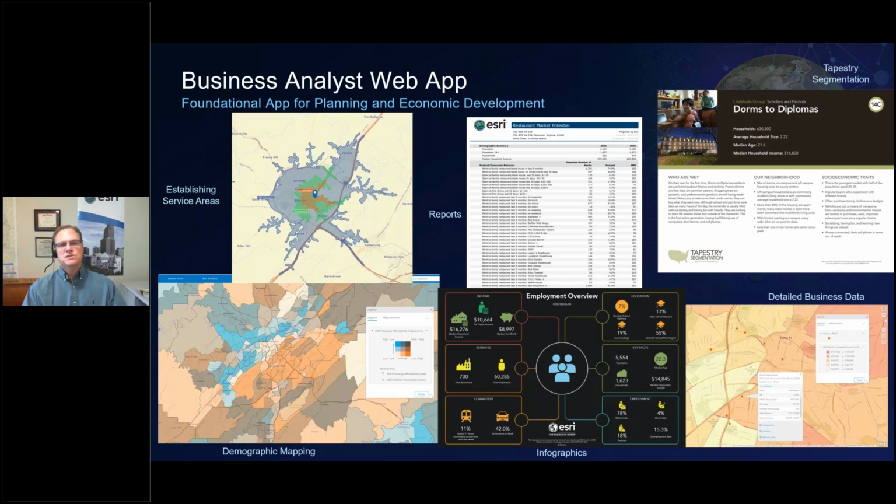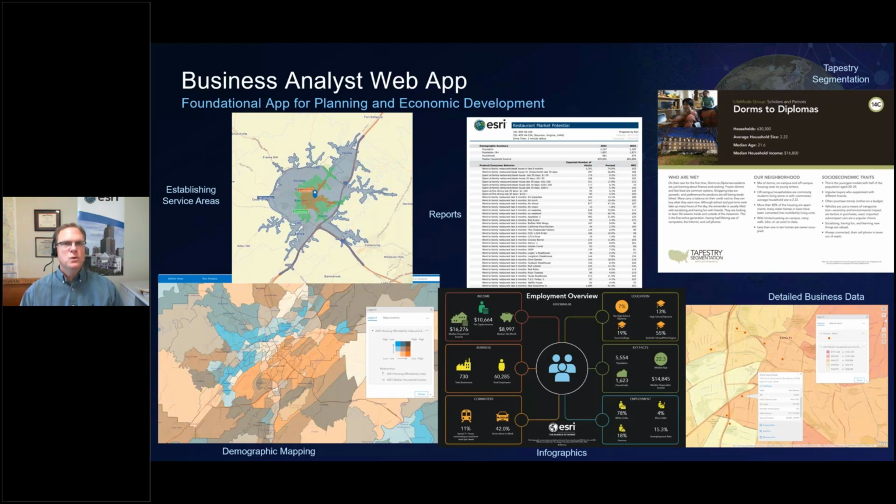So we can actually look and see which areas have the most income and the most affordable housing, and vice versa, right? To see where we need to work on housing strategies. We can create beautiful reports and infographics. We can leverage the Tapestry Segmentation, which takes a deep dive into the socioeconomic traits and market traits of particular communities, down to the block level.